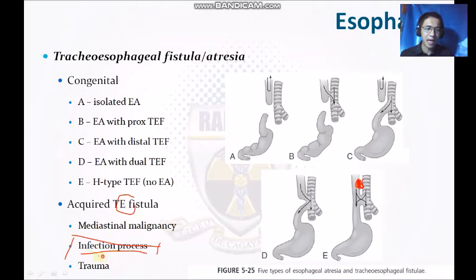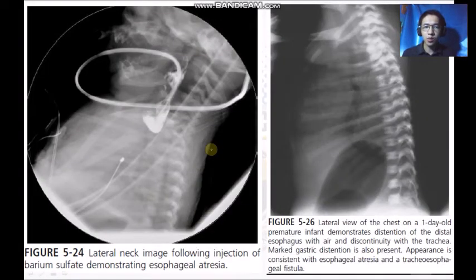Okay, and then last is trauma. If there is a traumatic injury to the patient, for example in these organs, the esophagus and the trachea, if there is trauma or injury to the thoracic cavity, maybe it could result in the formation of an abnormal fistula or abnormal connection between hollow structures.